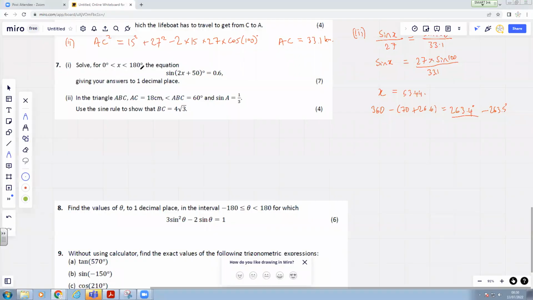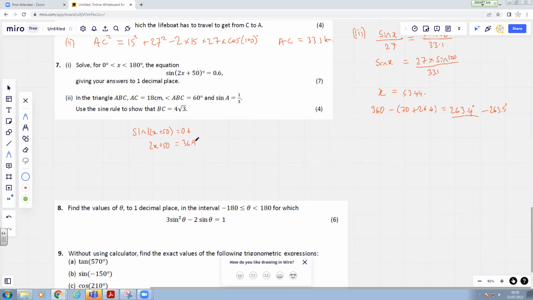Okay, so where were we? Question 7, sine of 2x plus 50 is 0.6. We've got to solve that for 0 to 180. I think it's quite generous, 7 marks, to be honest, but I suppose there's some subtle things involved. Okay, so I'm just going to write down sine of 2x plus 50 is 0.6, and I'm going to invert that by doing inverse sine. And inverse sine of 0.6 is 36.9.